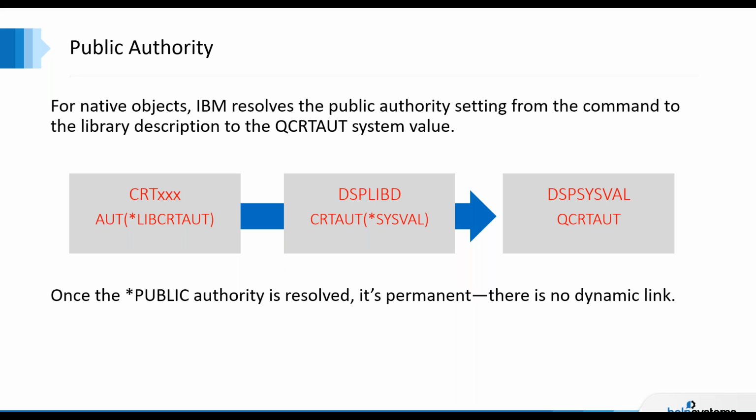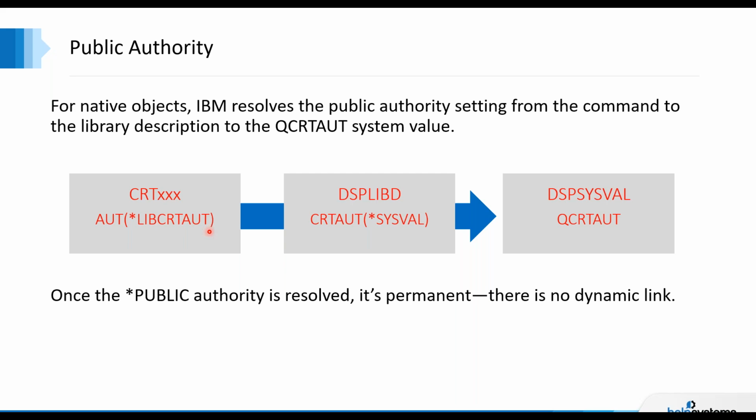When an object is initially created, there is a one-time resolution done by the operating system to determine what the public authority setting should be. I mentioned the create command. There's actually an attribute called authority on the create command. You can prompt up a create RPG program to see this. The default definition for that public permission is a special deferral called library create authority, meaning that the create command doesn't want to make the decision. It says, instead, go look at the library where this object is being created, and on the attributes of that library, there is a parameter that says what the permission should be for any public user inside that library.